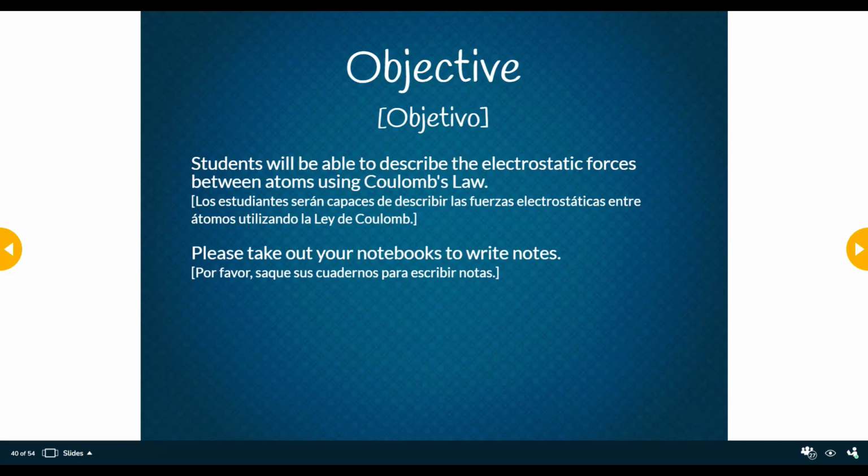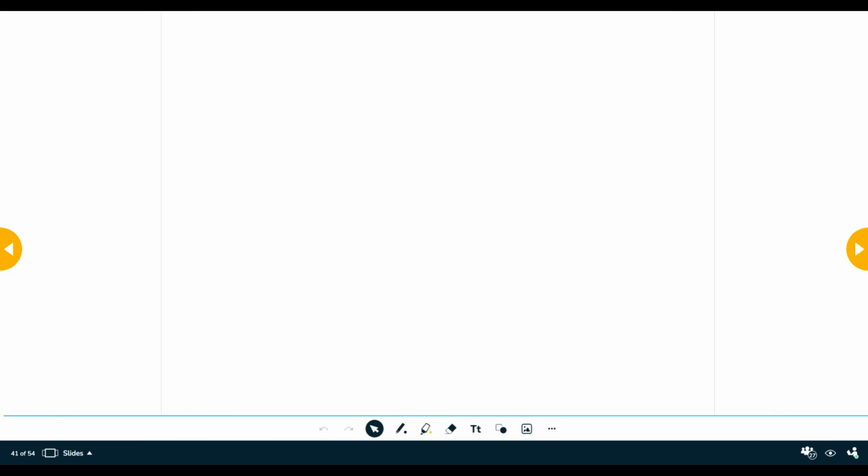The objective is students will be able to describe the electrostatic forces between atoms using Coulomb's law. Please take out your notebooks to write notes. The warm-up question for today is, write the full electron configuration for chlorine.